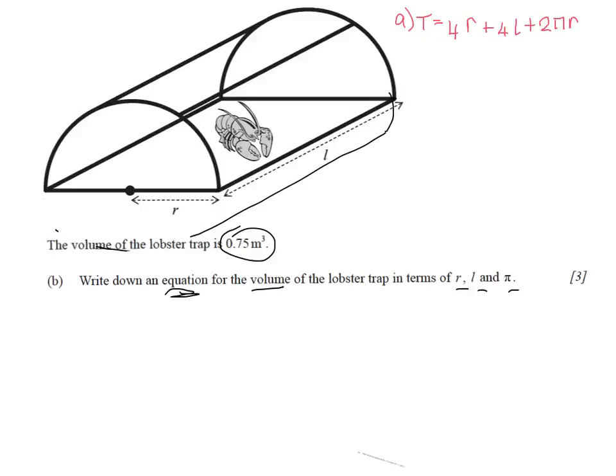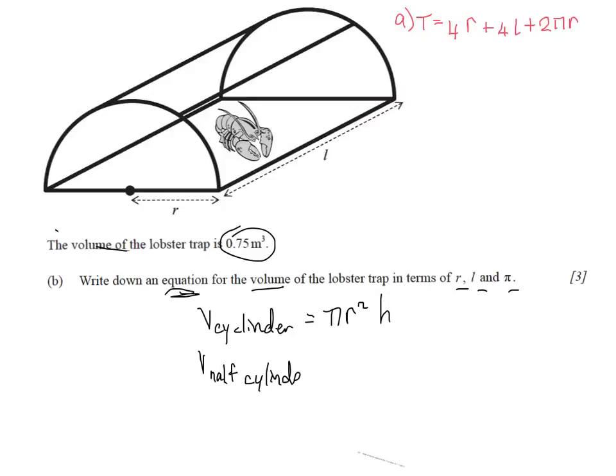Okay, so what is the volume of a whole cylinder? First of all, you might want to look at your formula sheet if you don't remember, and you'll see that the volume of a cylinder, an entire cylinder, is equal to pi r squared times h. All right, so we don't have an entire cylinder. We have a half a cylinder. So the volume of our half a cylinder would be pi r squared times h over 2.